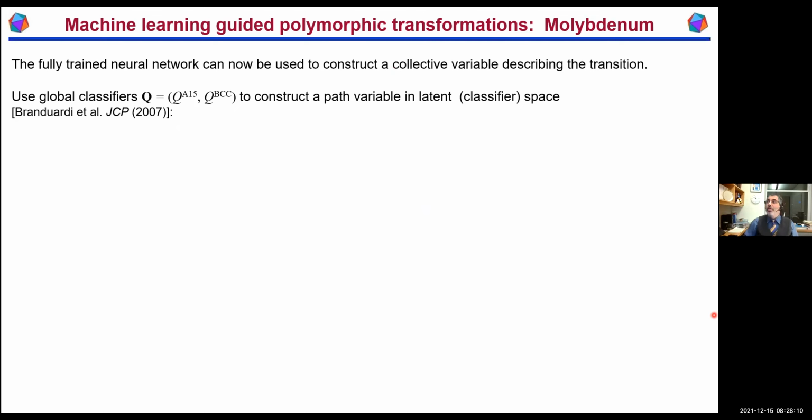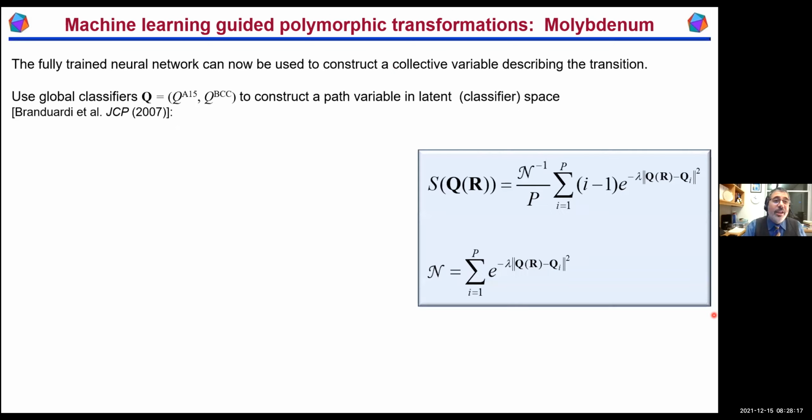Then we're going to pick 2 phases that we're interested in, 2 polymorphs. In this case, it's A15 and BCC. Our collective variable to generate the path between the 2 phases is what we call a path collective variable. We were inspired to do this by early work from 2007 of the Parrinello group, where they did this in configuration space. We are doing it in the machine learning space, or the space spanned by this classifier vector.